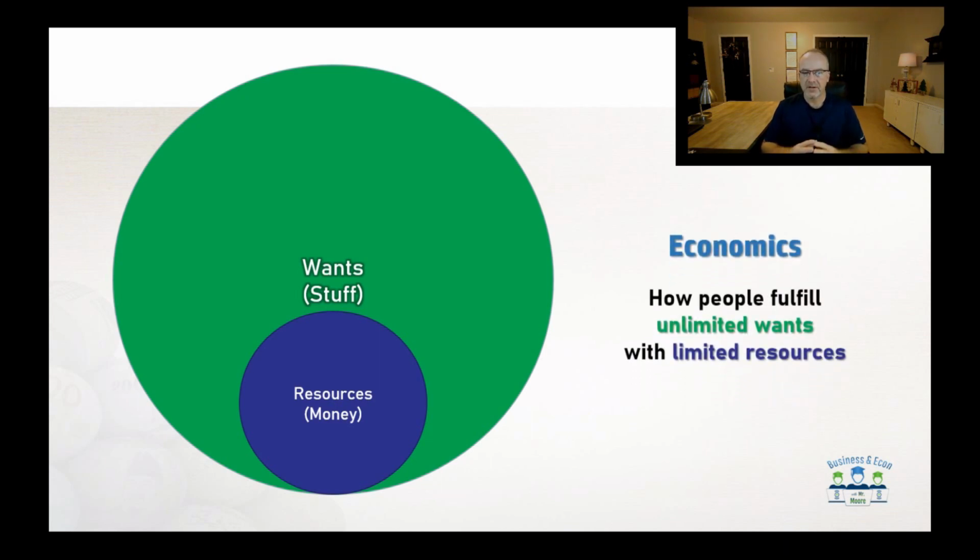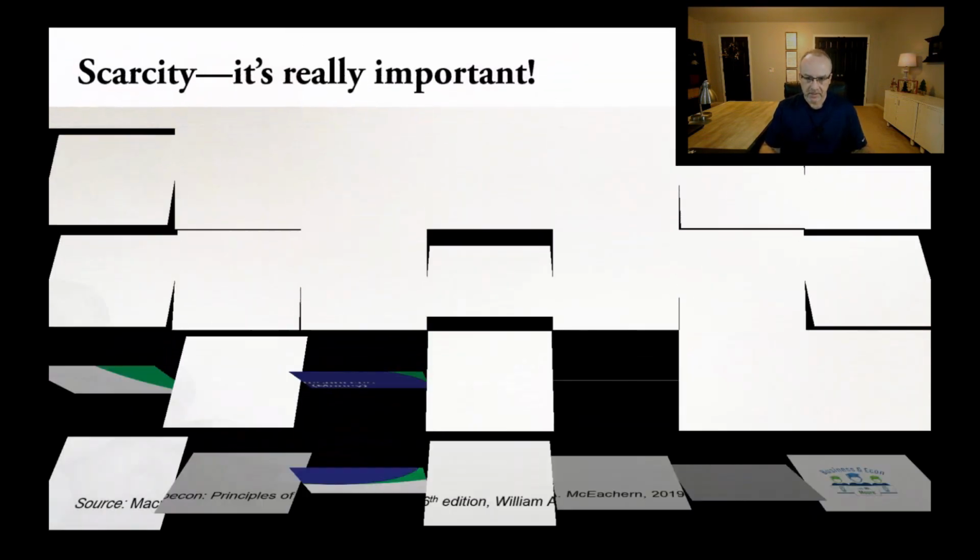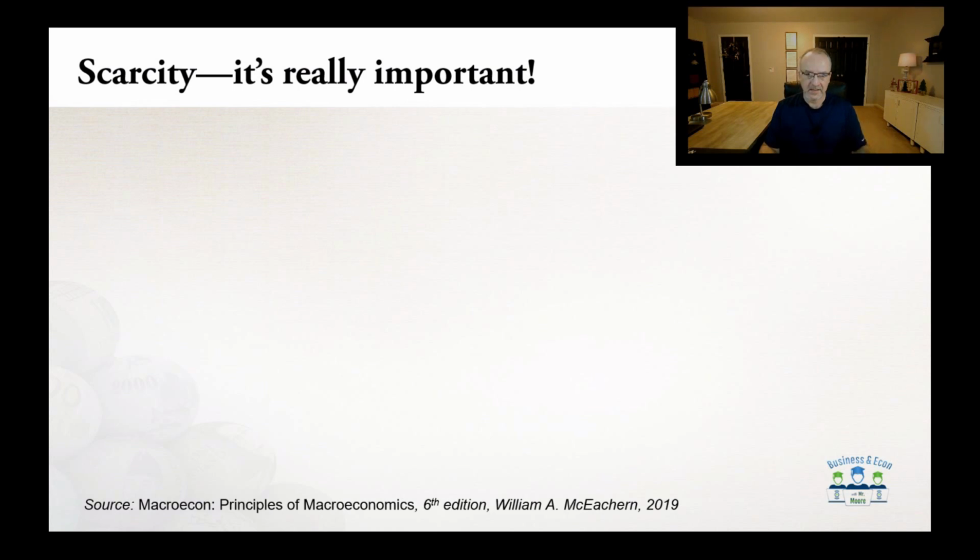So a formal definition of economics is simply how people fulfill unlimited wants, that's the big green circle, with limited resources. How do we take the stuff that we have, distribute it among our people in a way that efficiently uses what we have? How do we fulfill unlimited wants with limited resources? And there's a very important idea in the definition and in the consideration of economics, no matter how you're applying it. And that's the idea of scarcity.